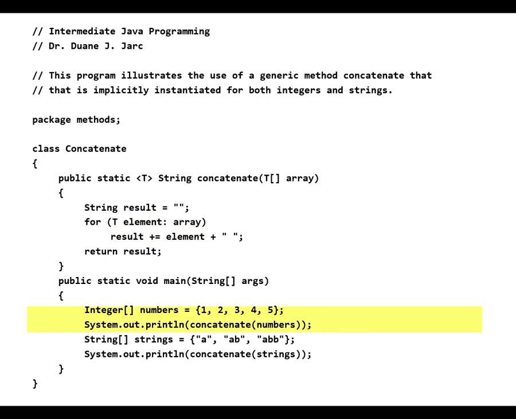Notice that this method can be used to concatenate a list of integers or a list of strings. First we define an array of integers and then call concatenate and display what it returns. Unlike classes, generic methods do not require explicit instantiation. The generic type is inferred from the type of the argument passed to the method. Next, we repeat the same process using a list of strings. In fact, an array of any kind of object could be used.